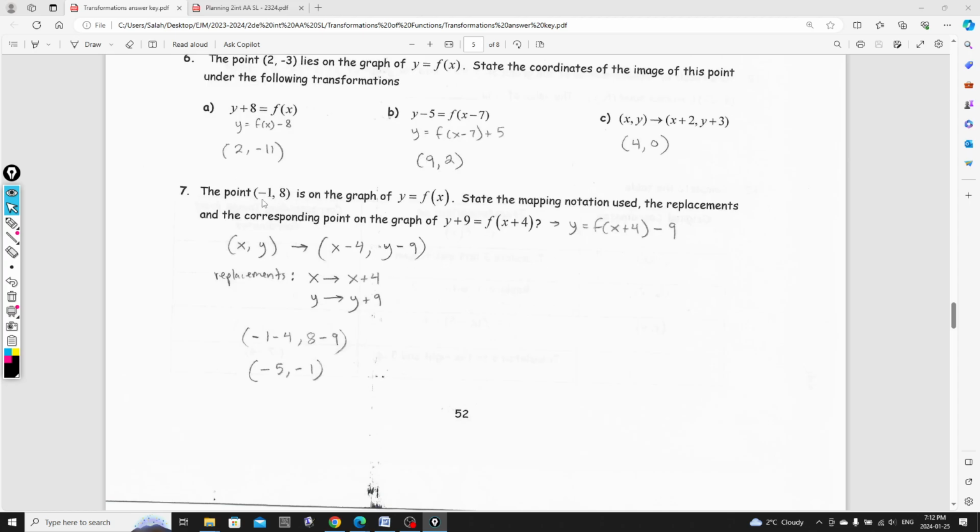So the point (-1, 8) is on the graph of y equals f of x. Okay, so this is my initial point. State the mapping notation used, the replacements, and the corresponding point on the graph of that.